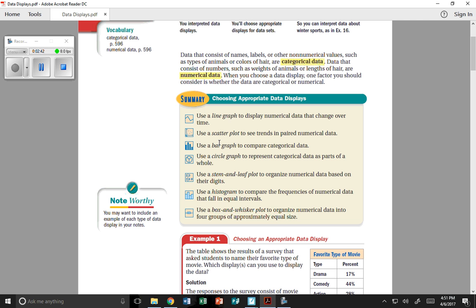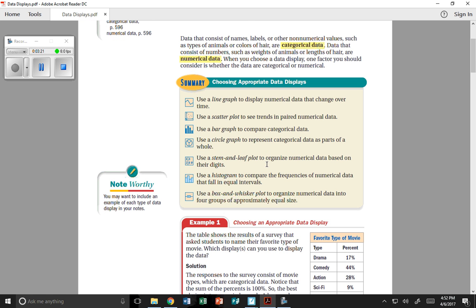Okay. A bar graph is a really good way to compare categorical data. So if you are picking types of ice cream, it's a really good way to show which one is more popular. If chocolate is the most popular type of ice cream versus vanilla, you can see that very clearly in a bar graph. A circle graph, typically you're going to use that if you see percentages. If you have like 25% of people who like strawberry ice cream, you're going to want to put that into a circle graph, okay?